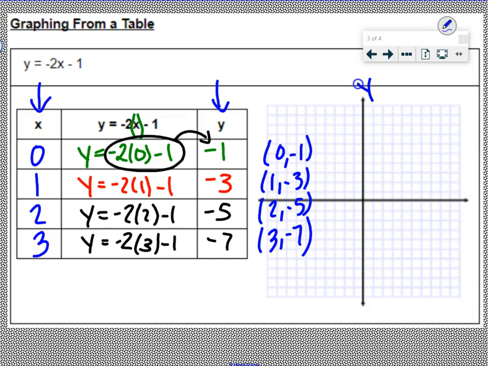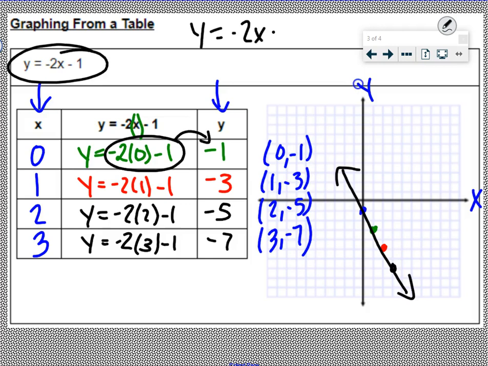So y-axis, x-axis, 0, negative 1 would be 0. And then down 1 right there. 1, negative 3 right there. 2, negative 5, and 3, negative 7. Now, if we look back at our equation, y equals negative 2x minus 1, it is in slope-intercept form. Our slope is negative 2, and our y-intercept is negative 1.